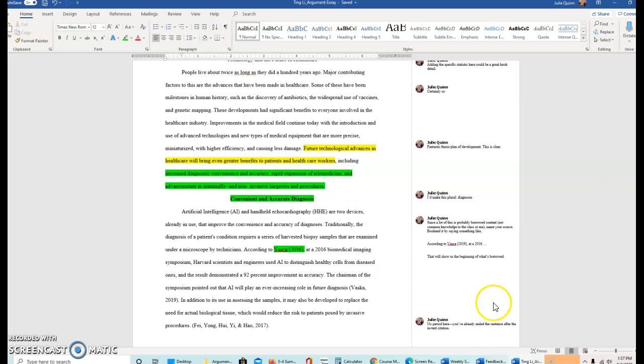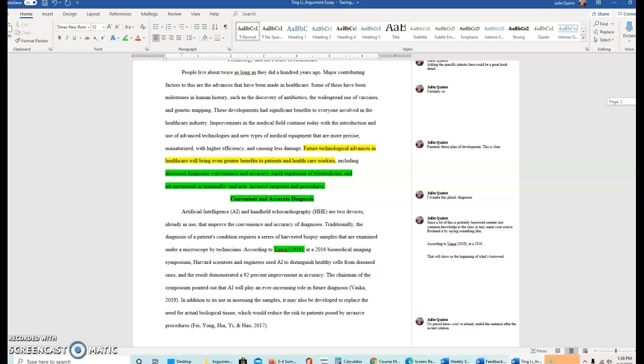If you look at a sentence where in-text citations are at the end, look at this one: in addition to its use in assessing the samples, it may also be developed to replace the need for actual biological tissue, which would reduce the risk to patients posed by invasive procedures. So you don't need the source to make the content clear. The source just says where the content was borrowed. And I recommended to Ting that you take out the period here and you just leave the one there. That's where the sentence actually ends.